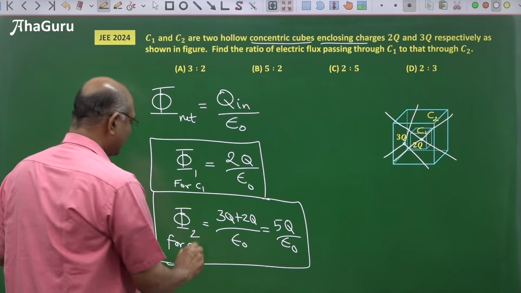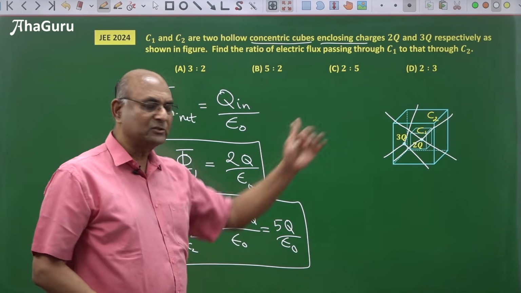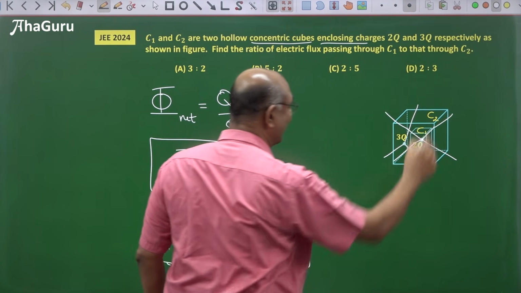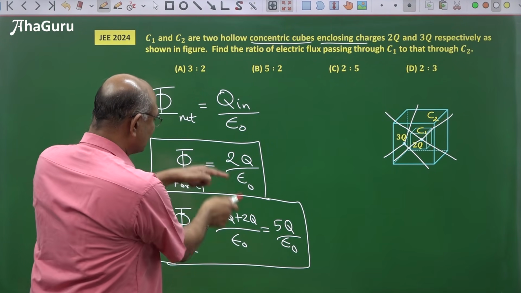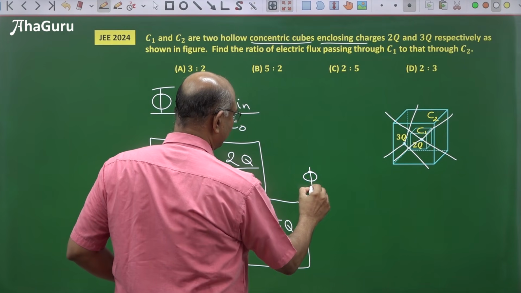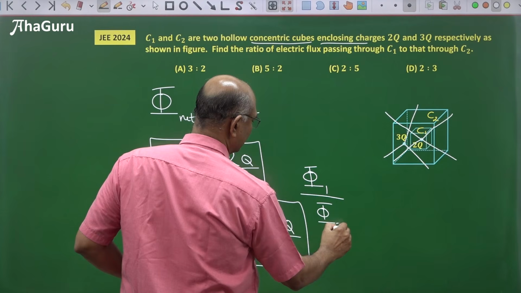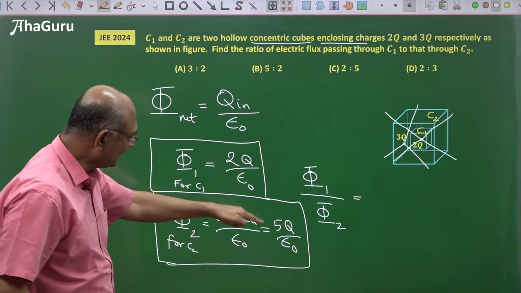So clear? So these are the two fluxes for these two. And what do we want? Find the ratio of the electric flux passing through C1 to that passing through C2. Basically this is to this, right? So phi 1 by phi 2 will be this divided by that.